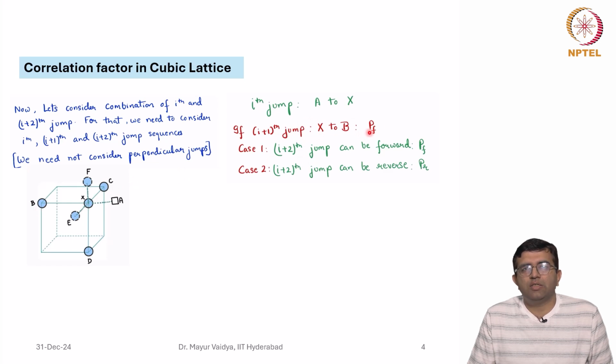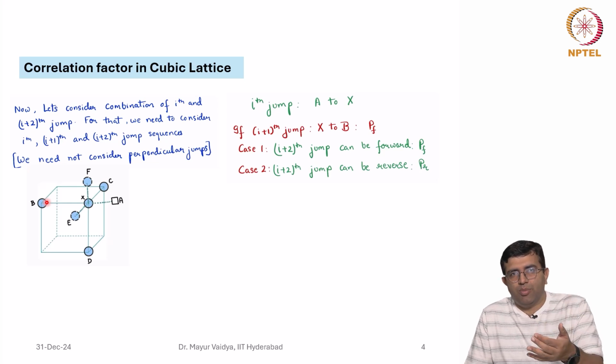In that case, the probability of this forward jump is how much? PF. That is what we saw in the previous slide. Now, after the atom has made the jump in a forward direction, where will the I plus 2 jump be? Again, there are two possibilities.